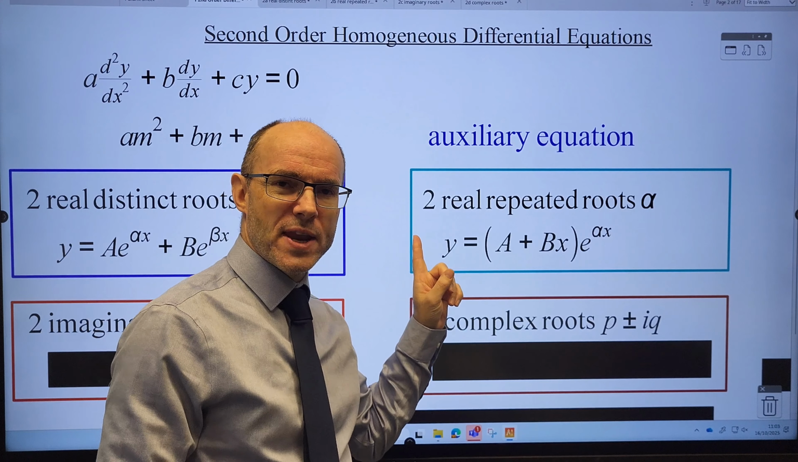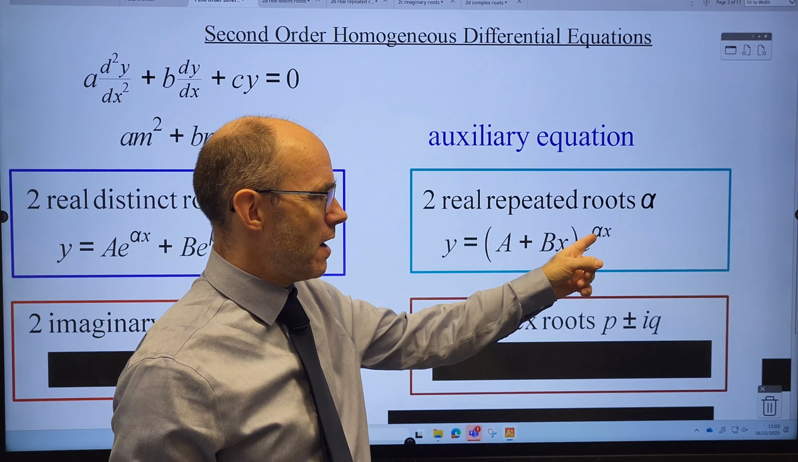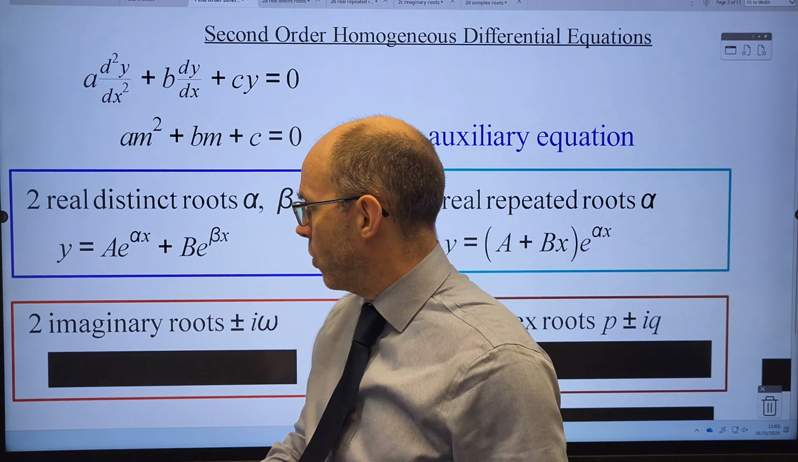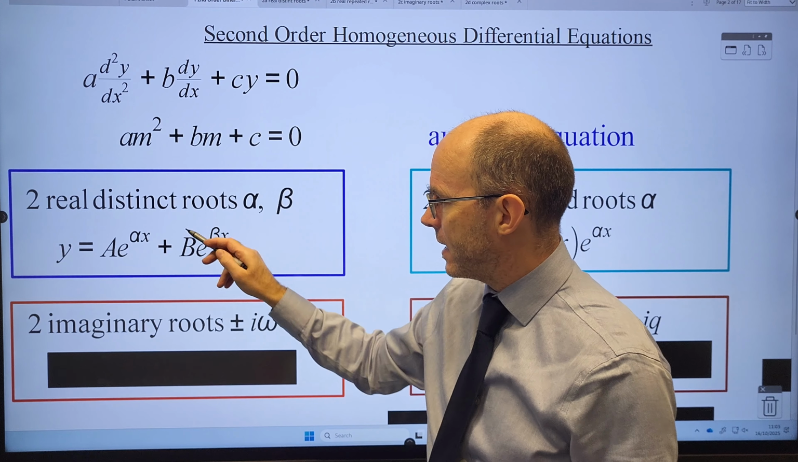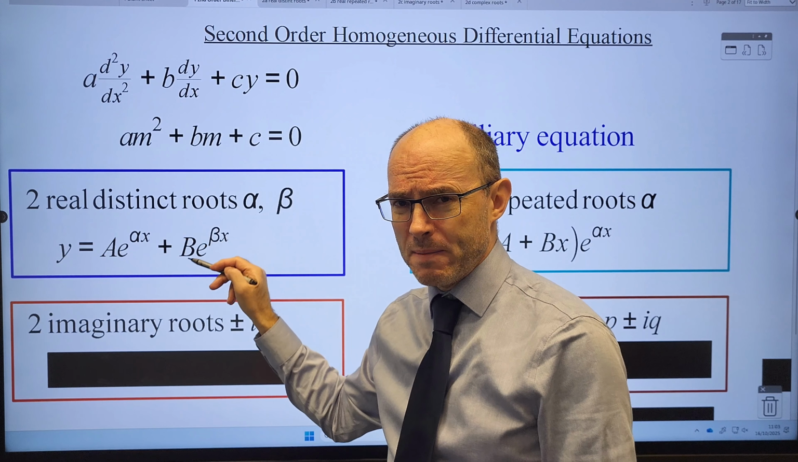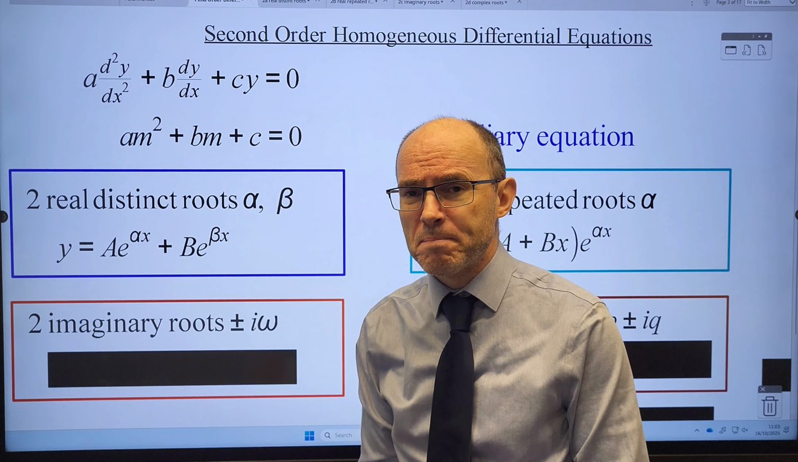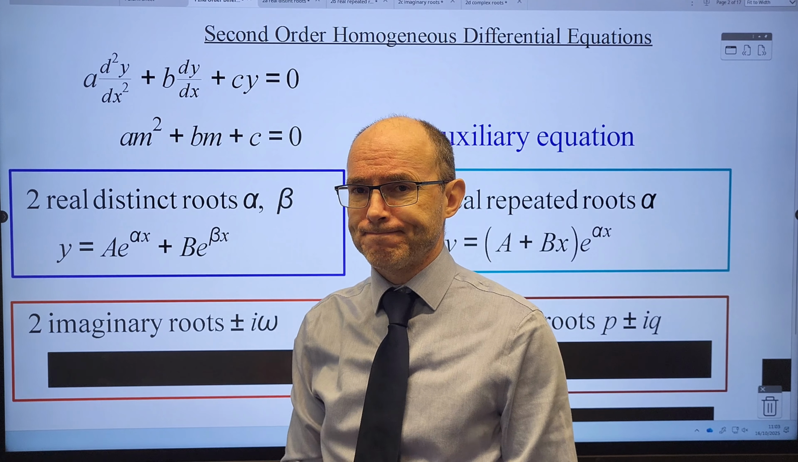y equals, and then (A plus Bx) e to the alpha x. So notice the roots, the alpha goes here, or if you've got distinct roots here and here, the capital A and B, those are constant values. Those are constants that remain part of your general solution.